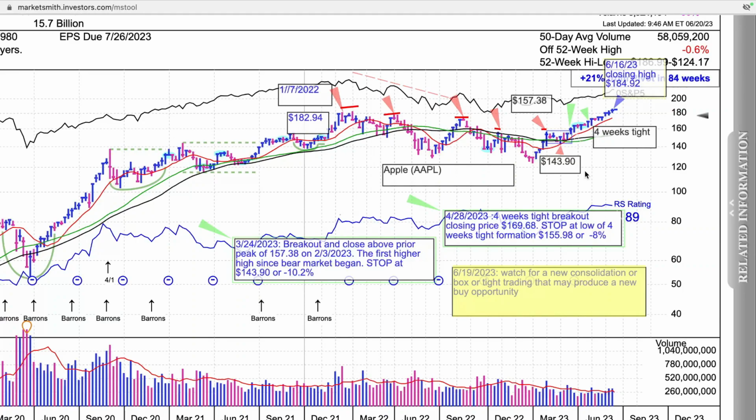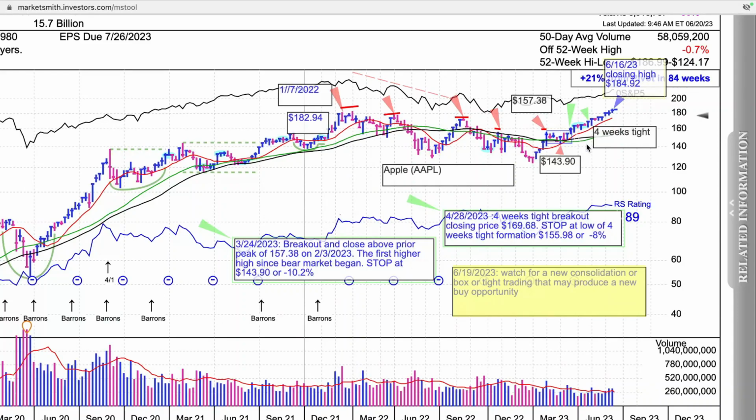Now, the low of that consolidation or 4 weeks tight period was $155.98. So roughly 8% below the closing price of the breakout week. So again, if you didn't want to buy any more stock, you could have raised your stop from 143.90 to now 155.98. Or if you wanted to, what a lot of people like to do is pyramid into the stock, you could have added to your initial purchase.